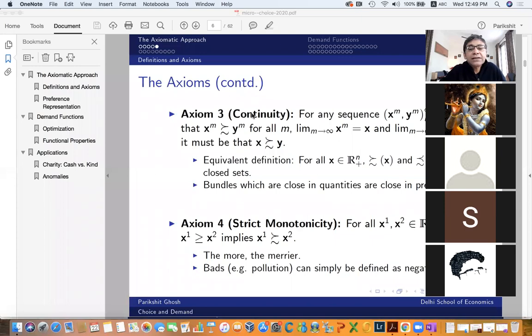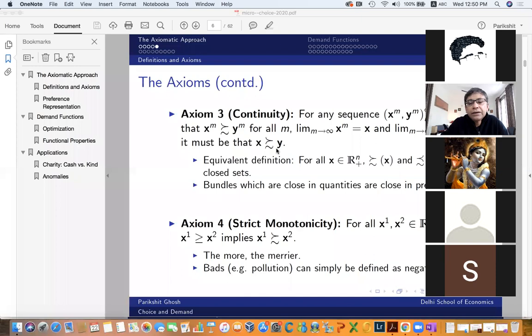The axiom of continuity, the intuitive explanation, if you want to think about it intuitively, what it's basically saying is that you cannot drastically alter the consumer's assessment of a bundle by tinkering only very slightly with some of the quantities. Two bundles which are very close in quantity are also very close in preference. That's one way to understand it.